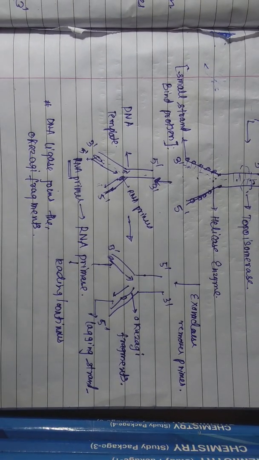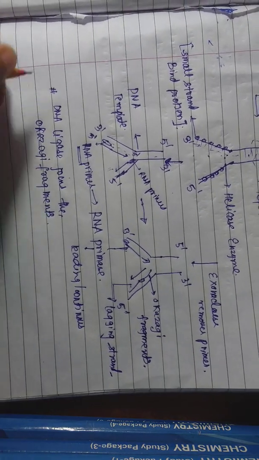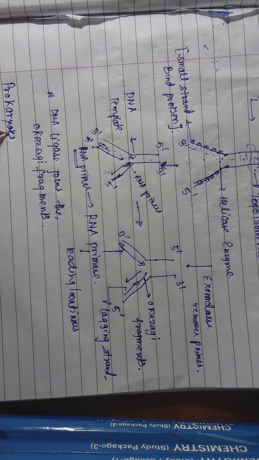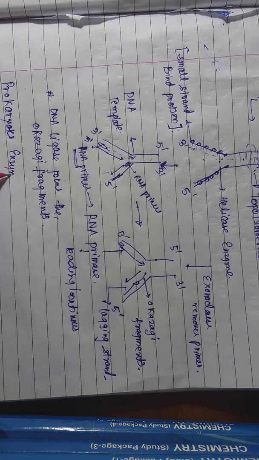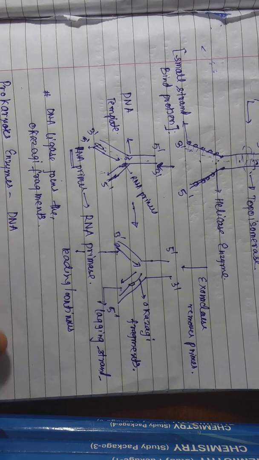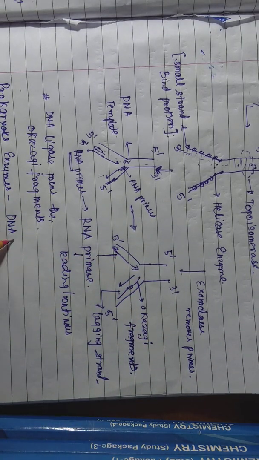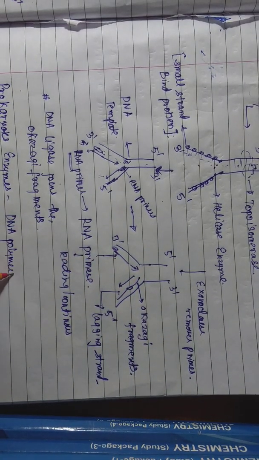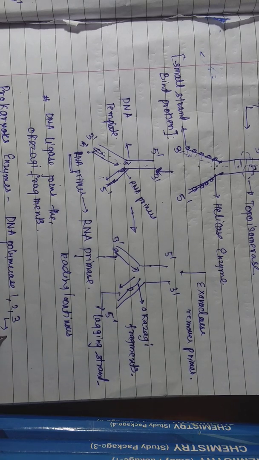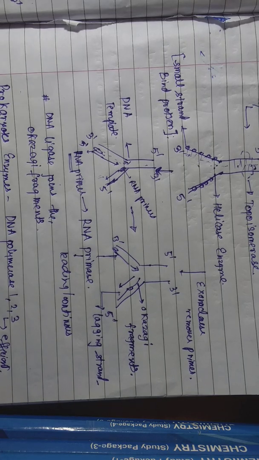As you can see, let's write some of the enzymes which are there in prokaryotes. It is the DNA polymerase which does the exonuclease as well as the ligasing activity. DNA polymerase 1, 2, 3. Polymerase 3 is the most efficient. It makes 2000 base pairs per second.